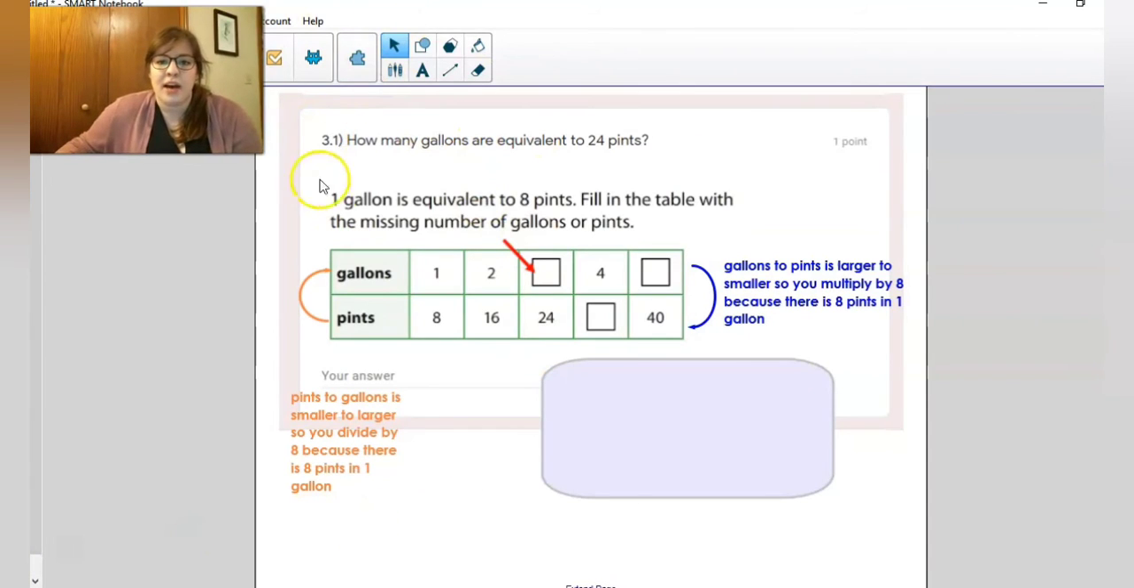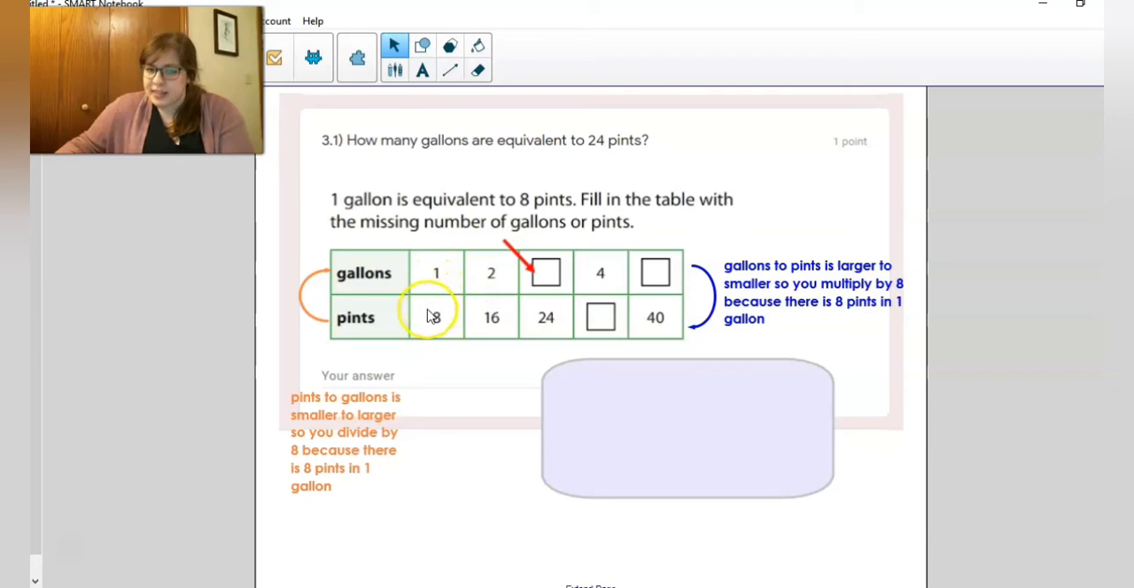Alright, so now we have a table we're filling out. We're comparing gallons and pints. So there are 8 pints in 1 gallon. The first one says how many gallons are equivalent to 24 pints. If we start on the bottom, we're going from pints to gallons. Pints to gallons is smaller to larger, so we're going to divide by 8.